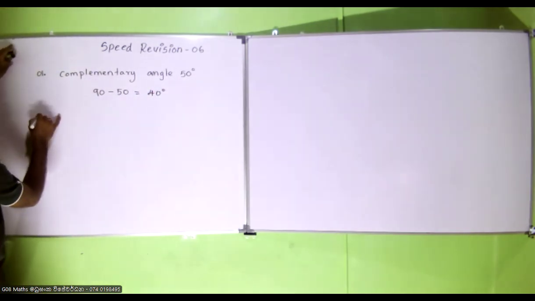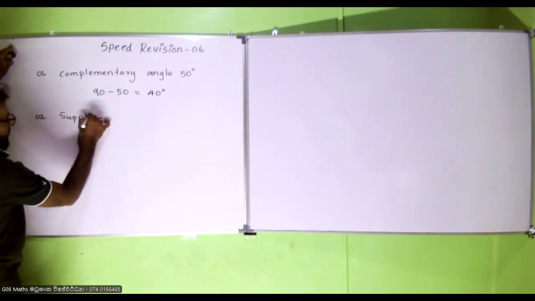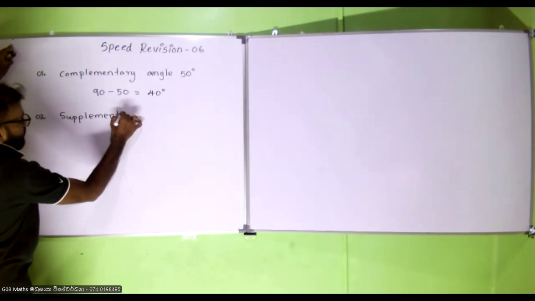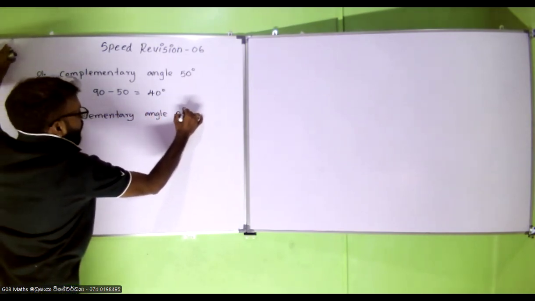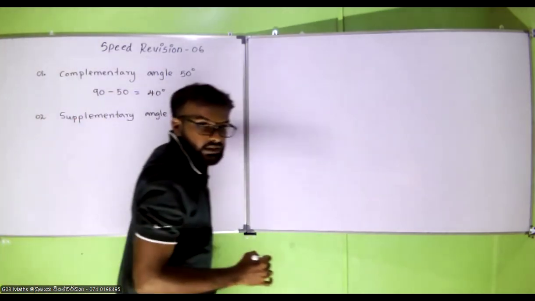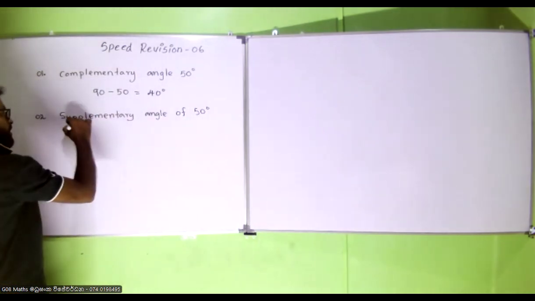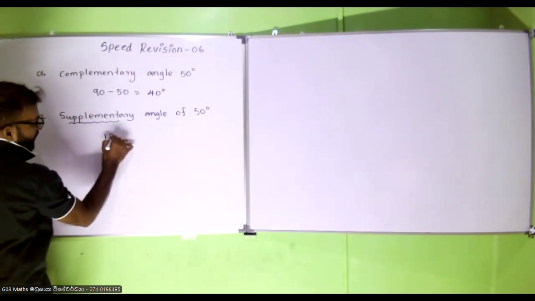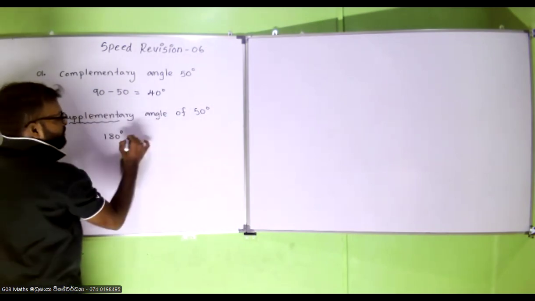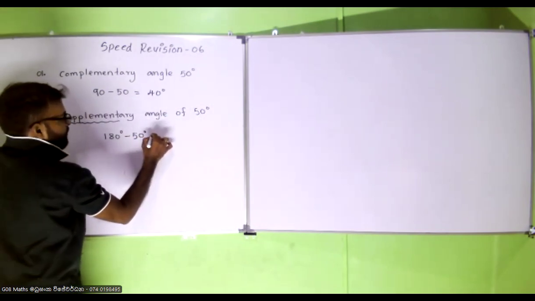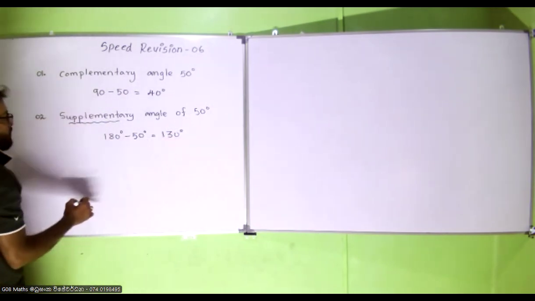Then in the second question, they are asking the supplementary angle of the same, 50 degrees. So when you hear the word supplementary, you need to remember 180 degrees. So if you want to get the supplementary angle of 50 degrees, you have to subtract. So it will give you 130 degrees. So this is the answer for the second one.